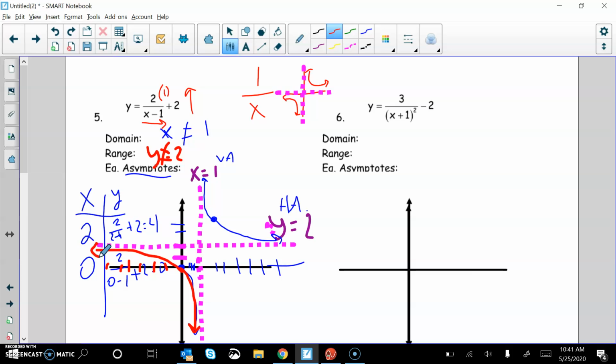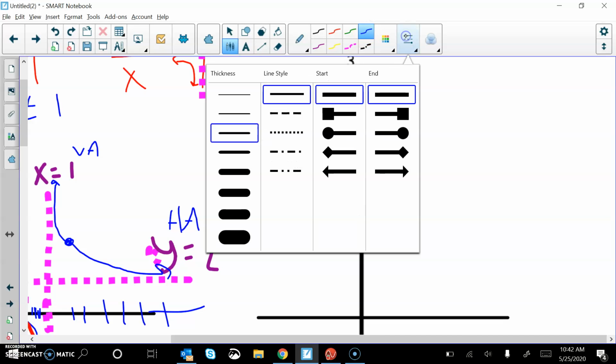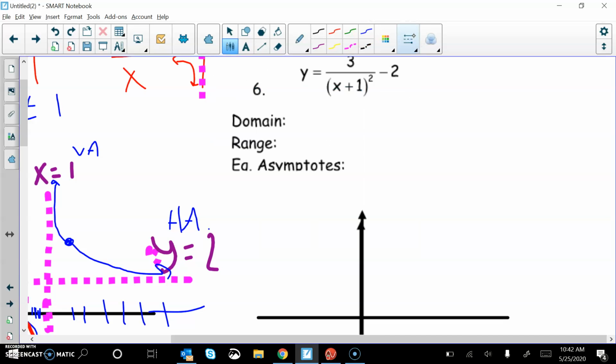So there's number 5. We had some shifting. We have a dilation of 2, but again, it's kind of hard to tell the difference between the branches if we try to compare them graphically, unless you do a whole lot of points. I would recommend looking at it in a calculator to see the dilation effect on it. That's number 5. Alrighty, number 6.